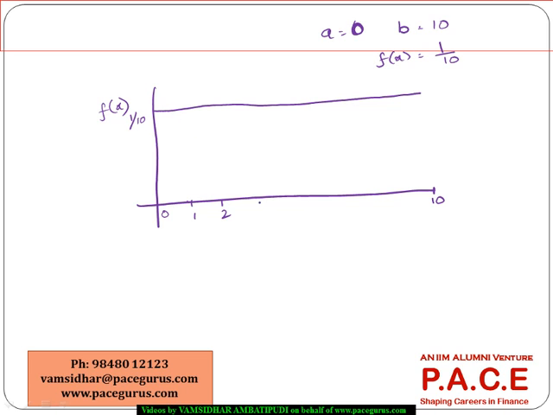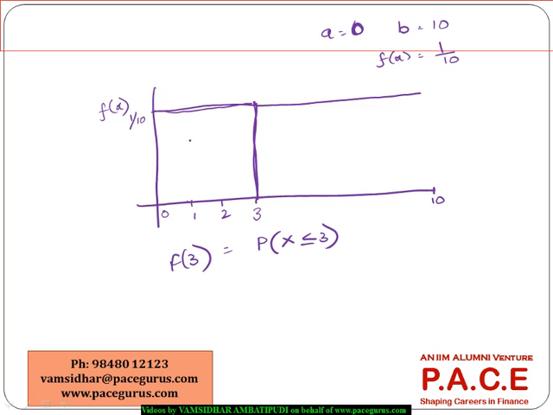Now if I want the probability that x is less than or equal to 3, that is the cumulative distribution function F of 3. Once I have a density function like this, I take the area of this density function with respect to the x-axis.